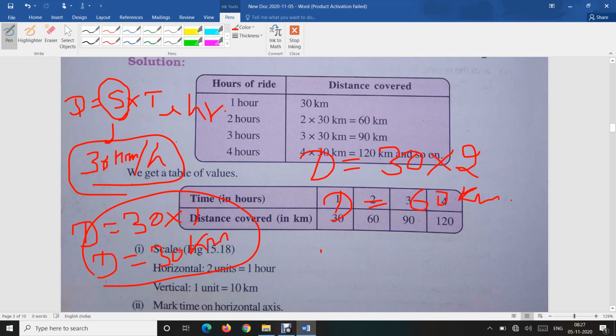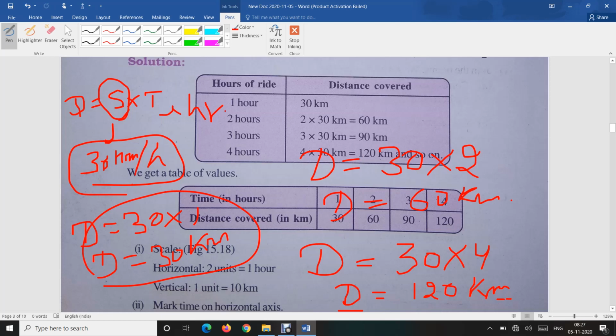If you take time as 4 hours, then the speed is 30 kilometers everywhere. So this is constant, it will remain the same. After that, time is 4 hours here, so speed multiplied by time is 30 multiplied by 4, which is equal to 120. That means this time distance is equal to 120 kilometers.